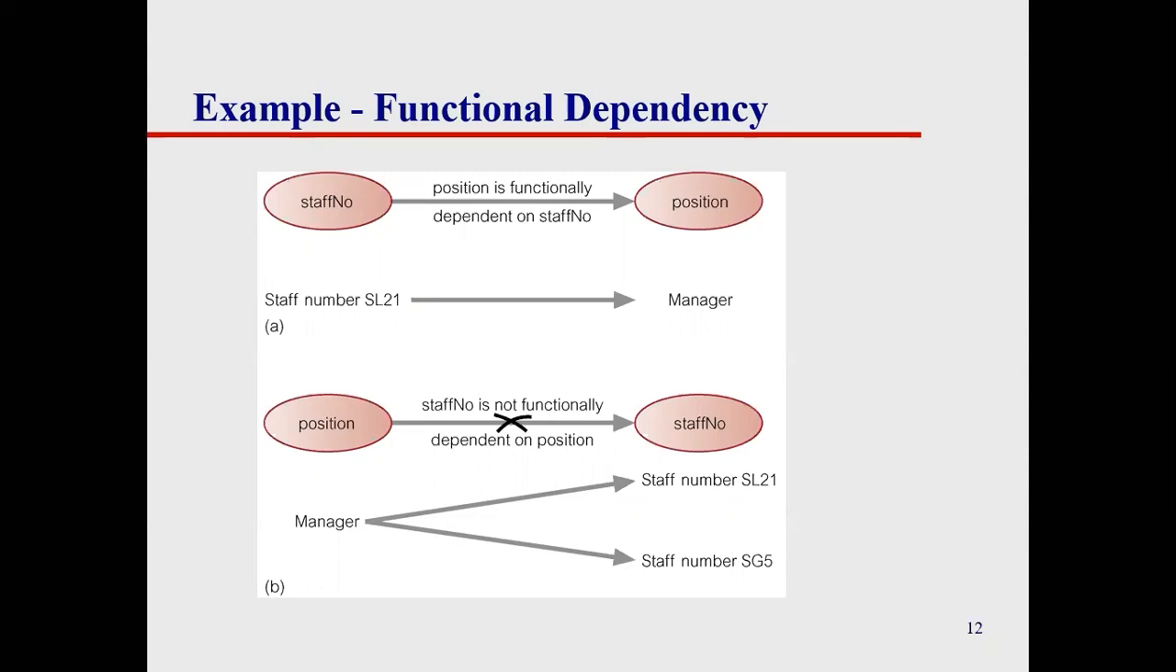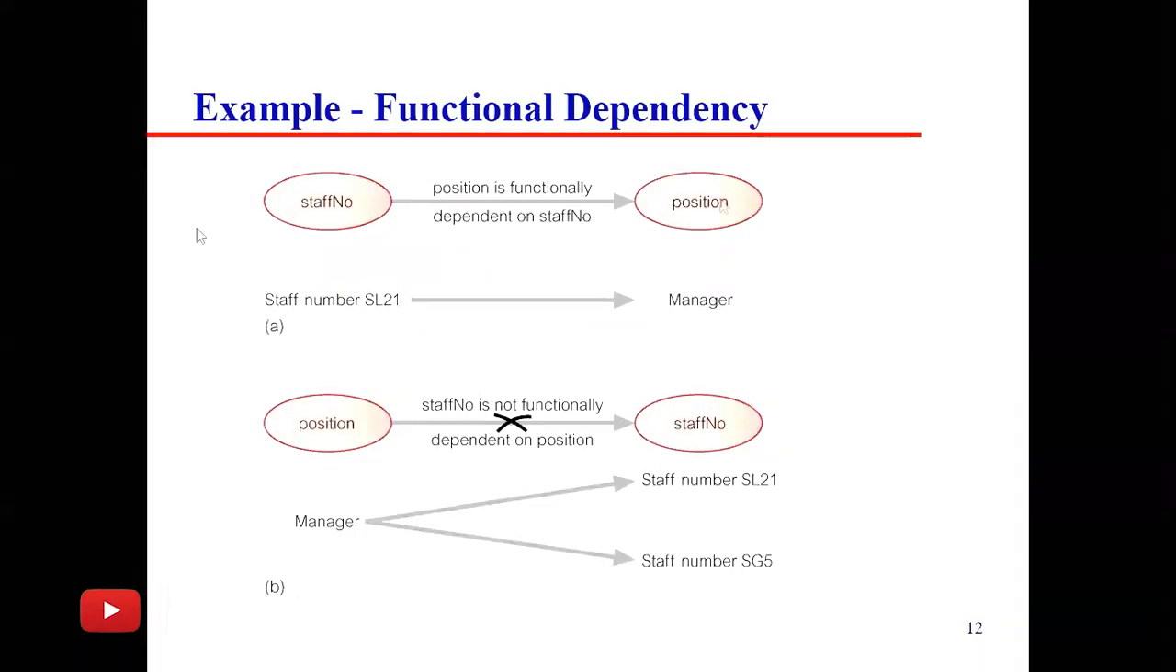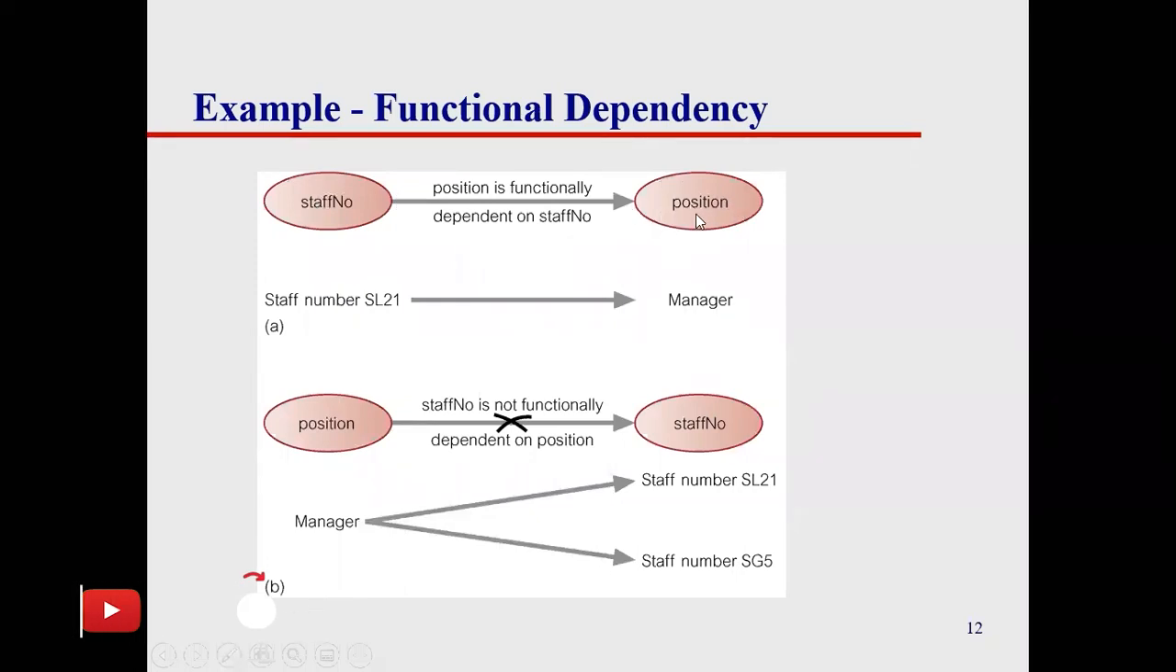So the staff number is a determinant. It determines. Okay, so staff number SL21 is a manager over there. But if you look at the opposite, is it true? No, because the position cannot determine the staff number. So staff number is not functionally dependent on the position. Why? Because a manager can be staff number SL21 and also SG5. So it cannot determine. There are many options for that, but for the staff number there is only one option. So this is the determinant and this is the dependent.